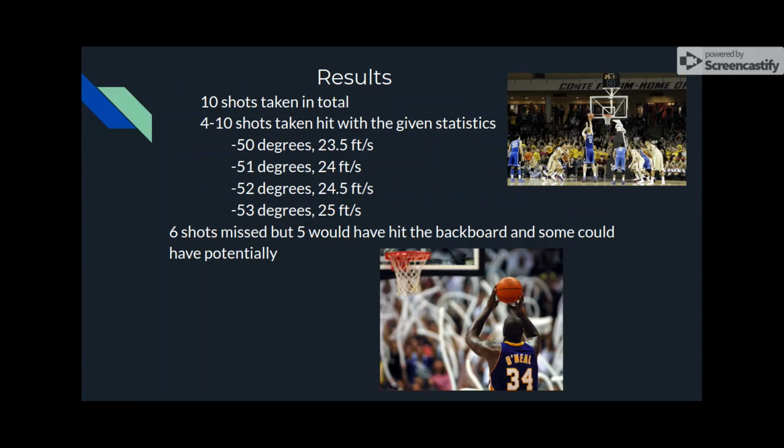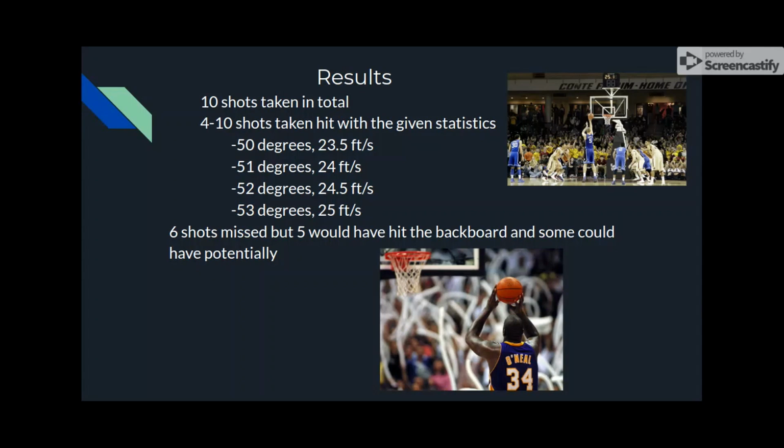So the results of our experiment: we took 10 shots with different velocities and angles. 4 of these 10 shots were hit with the given statistics: 50 degrees and 23.5 feet per second, 51 degrees and 24 feet per second, 52 degrees and 24.5 feet per second, and 53 degrees and 25 feet per second.